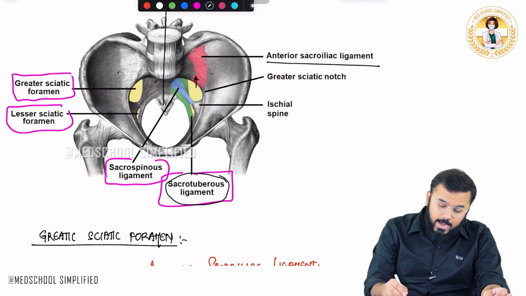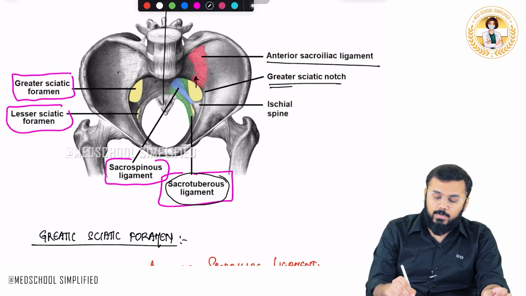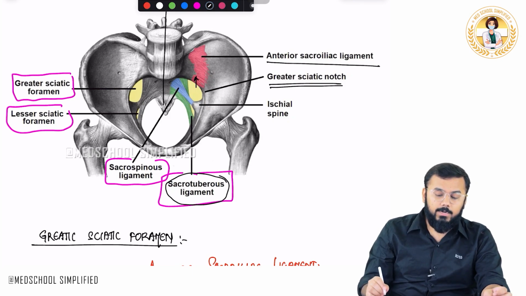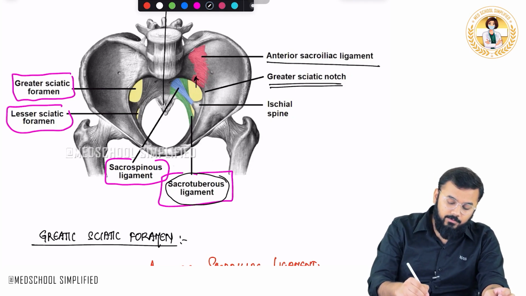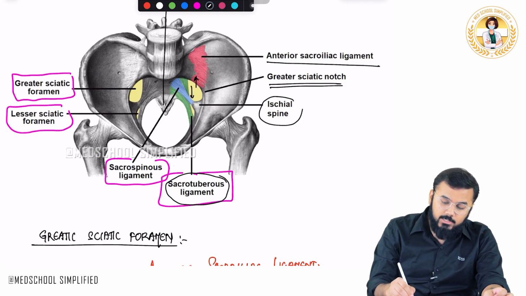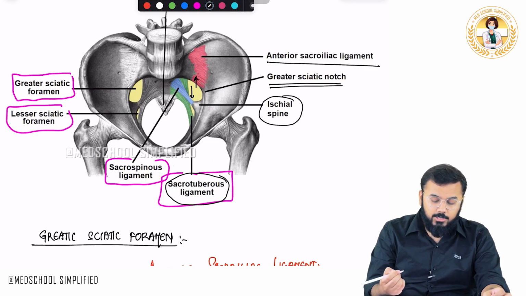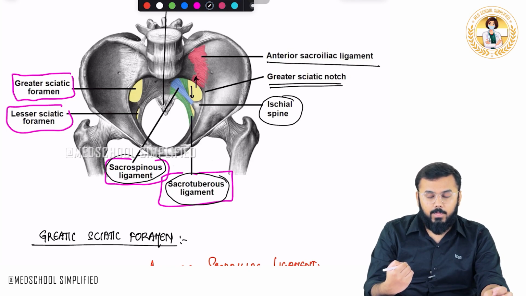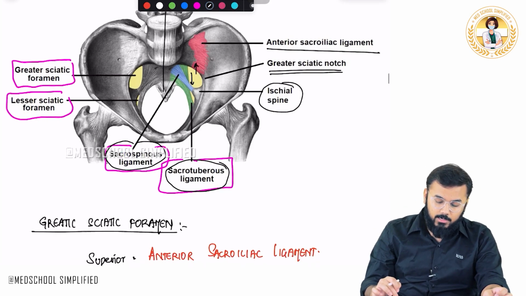So anterolaterally, what do I have? Anterolaterally, I have the greater sciatic notch. Next, inferiorly, what do I have? Inferiorly in the sense down. I have the ischial spine, and attached to the ischial spine is the sacrospinous ligament. These are the two important things I have over here. So this is all about your sciatic foramen.